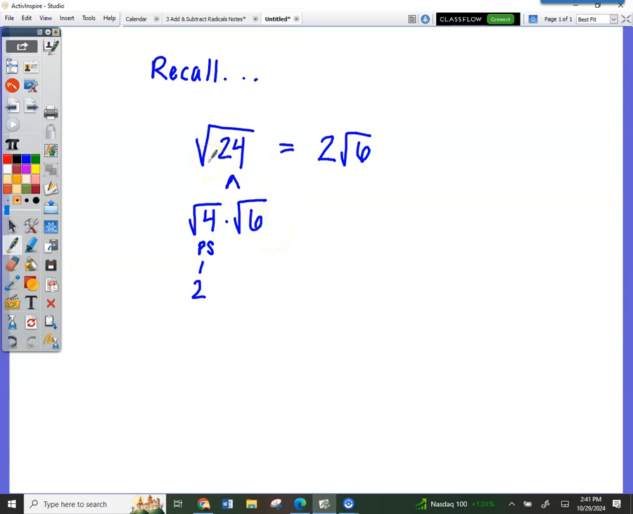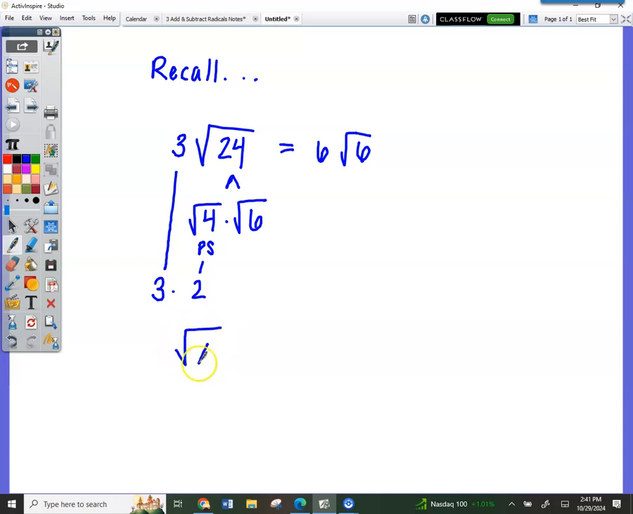Watch this, because I'm not going to throw another example in there. What if there had been a 3 here? This 3 would have come down to the end and multiplied by whatever came out of the perfect square. So instead of having 2 root 6, I would actually have what? 6 root 6. That's all. Okay? Everybody good? Yeah.